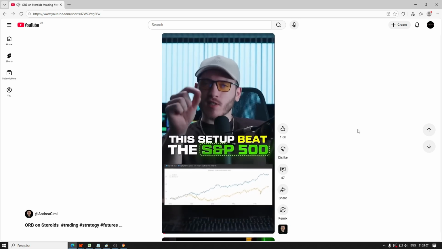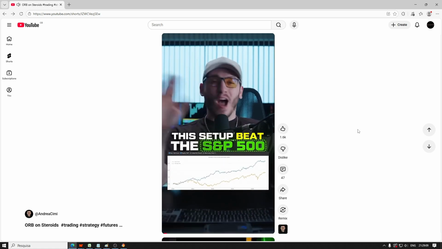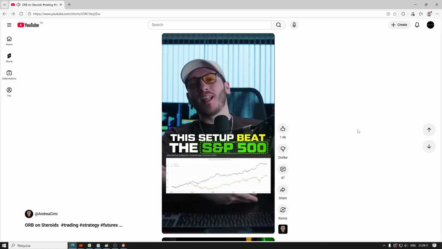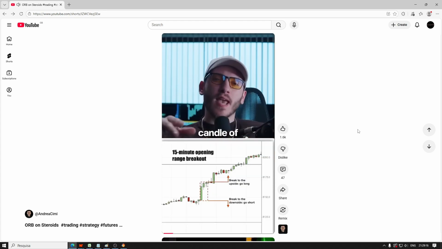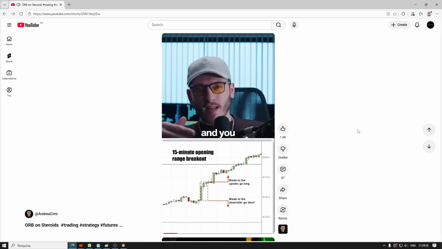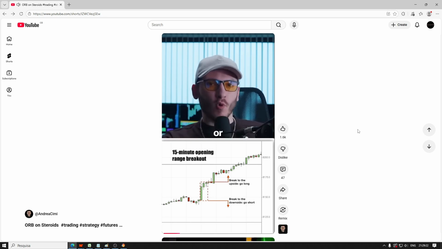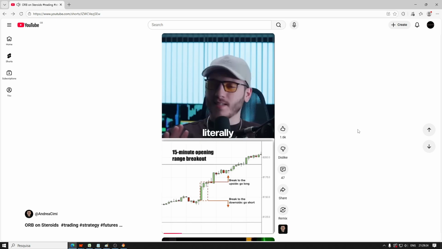There is one very simple trading strategy that has been proven to outperform the S&P 500 over the last 20 years, and it's called the opening range breakout. You take the first 15-minute candle of every regular trading session in either the S&P 500 or the Nasdaq, and you either buy when price breaks above or you sell when price breaks below. It's literally easy as that.